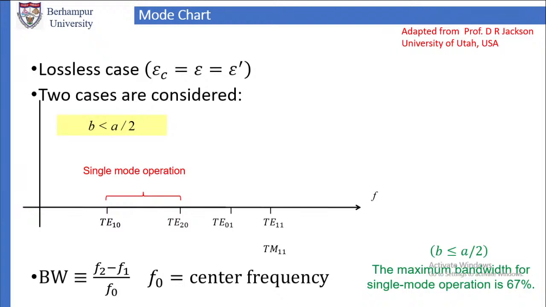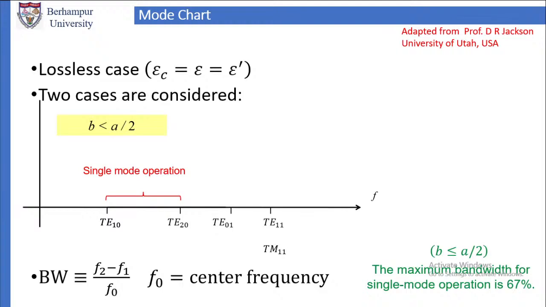The lowest mode will be the TE10 mode, that will occur first. Then the second lowest mode is the TE20 mode. Both of these are called single mode operation. TE10 mode and TE20 mode are single mode operations. Then comes the TE01 mode, then comes the TE11 mode or TM11 mode. TE11 mode and TM11 mode have the same frequency.